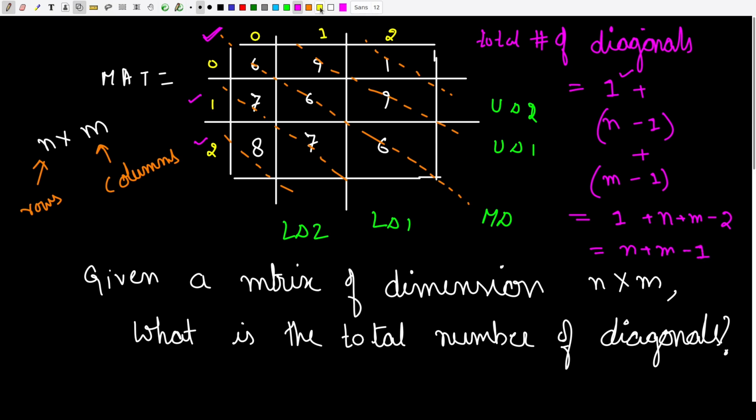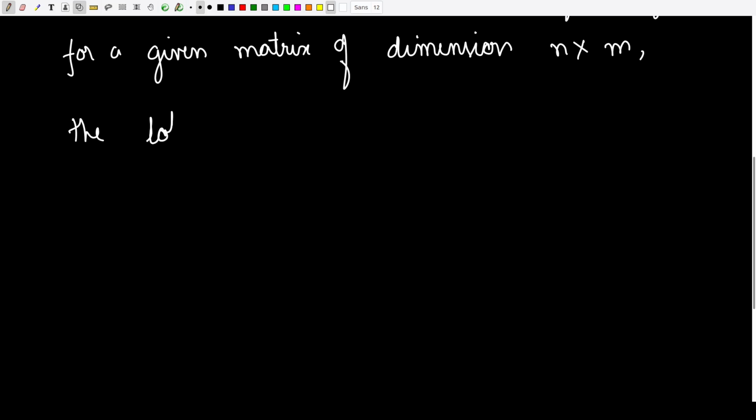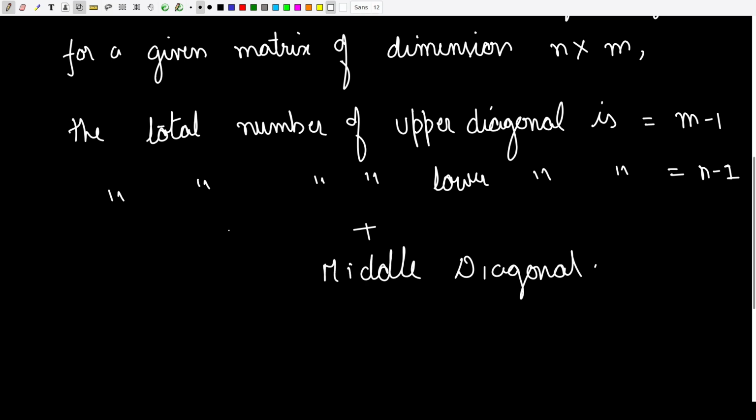But the important point to understand from here is the total number of lower diagonals is this and the total number of upper diagonals is this. So let me write it down. For a given matrix of dimension n by m, the total number of upper diagonals is m minus 1. Similarly, the total number of lower diagonals is n minus 1, and in addition to these lower and upper diagonals, there is a middle diagonal. So this is the first thing which we wanted to understand.